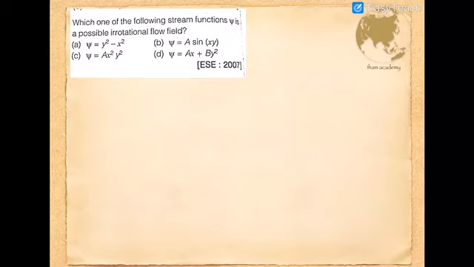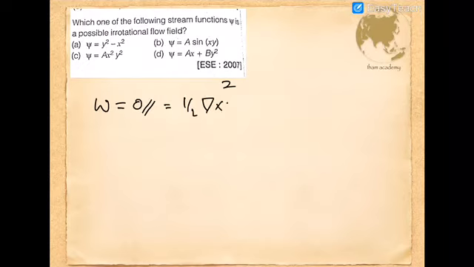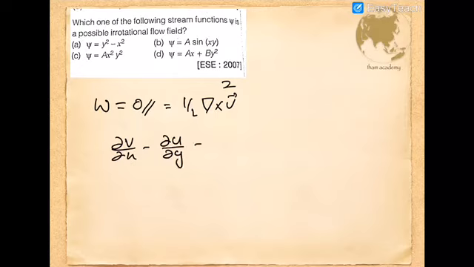So there is another question asked in 2007. Which one of the following stream functions psi is possible for an irrotational flow field? So the condition for irrotationality is that omega should be 0. Otherwise, half of the curl of velocity should be 0. For a two-dimensional case, we can take the first component, that is ∂v/∂x minus ∂u/∂y. That should be 0 for the case of irrotation.